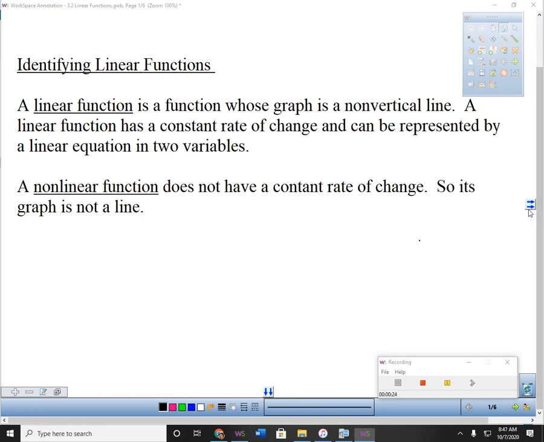A nonlinear, that means not linear, does not have a constant rate of change, so its graph is not a line. So a line is like this, right? This would not be linear because it's not a line, right? That's a curve. So a constant rate of change, that means like I would go maybe up 2 over 2, up 2 over 2, up 2 over 2. The rate of change is the same on the entire line, okay? Otherwise known as my slope.